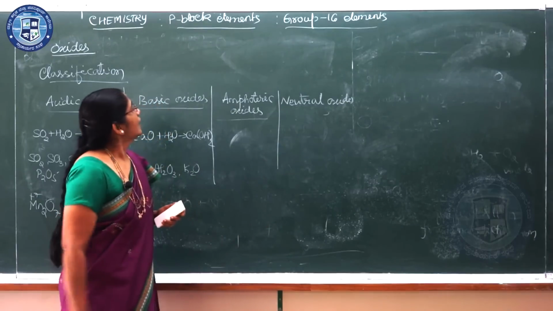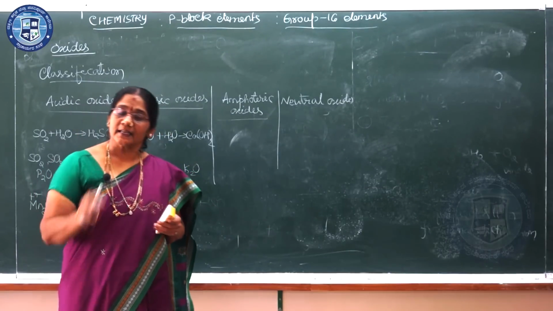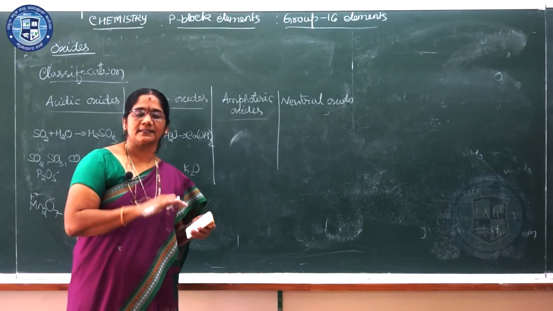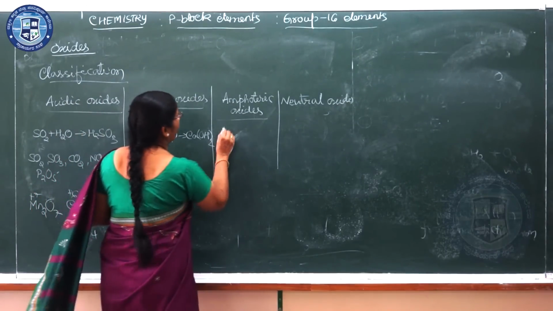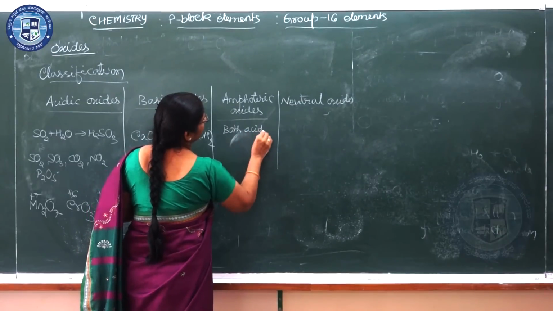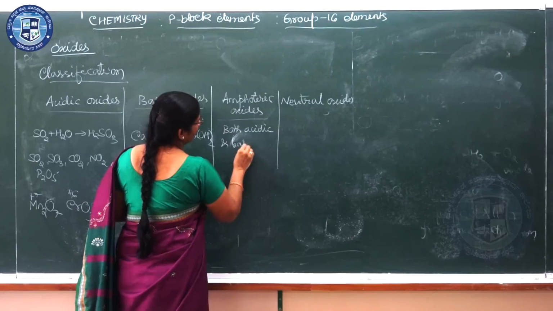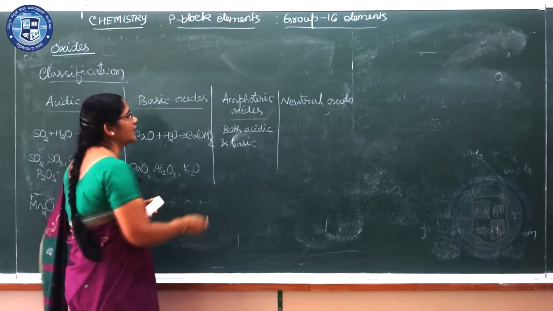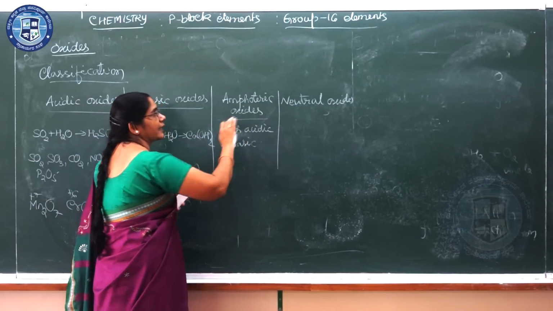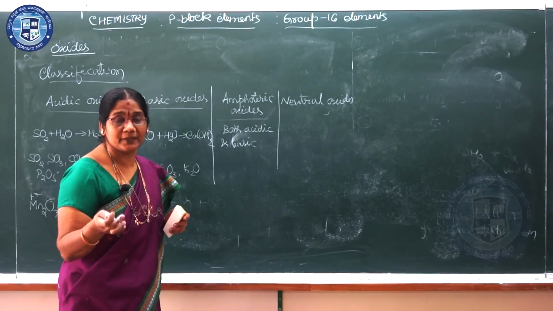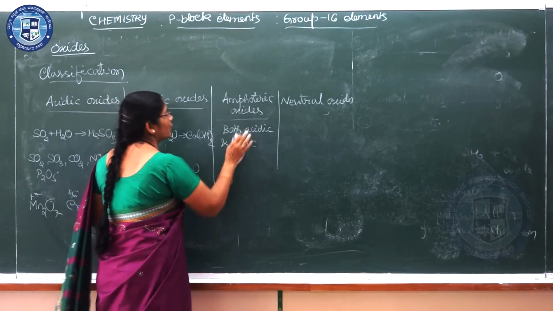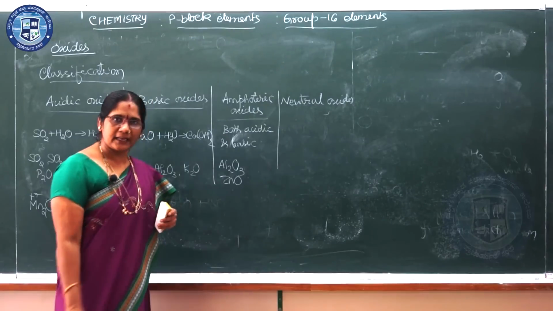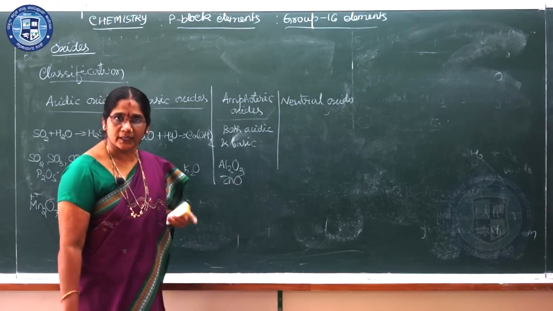Now what about amphoteric oxides? These are the oxides which react with acids to give salt and water. They also react with bases and give salt and water. That means they are both acidic as well as basic. So they react both with acids as well as bases to give salt and water. So they are called amphoteric. For example, Al2O3, zinc oxide, lead monoxide, stannic oxide, all these are examples of amphoteric oxides.